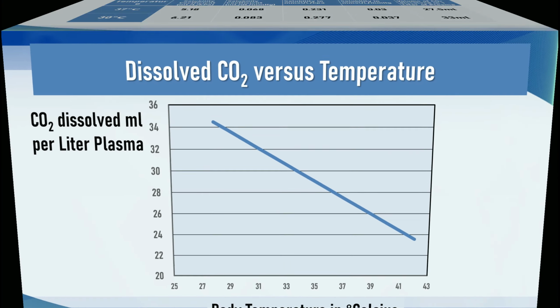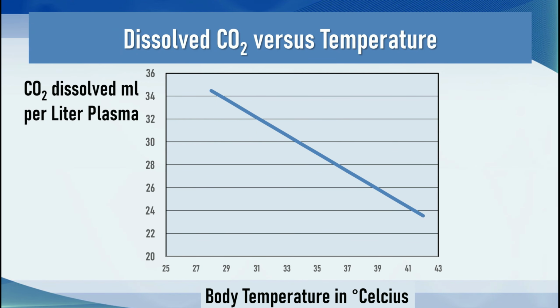And this is linear. As the temperature goes up, the CO2 content goes down. As the temperature goes down, the CO2 content goes up. So if we go from 37 degrees, which provides us with just under 28 mL per liter dissolved of CO2, to 30 degrees, that gives us 33 mL of CO2 dissolved per liter of blood. You can see that the CO2 content increases.